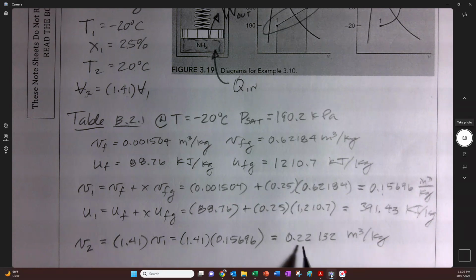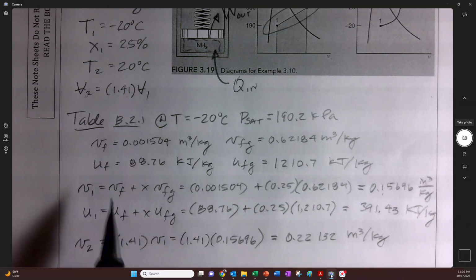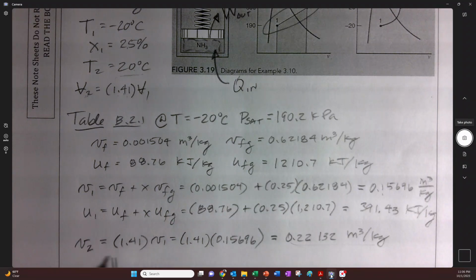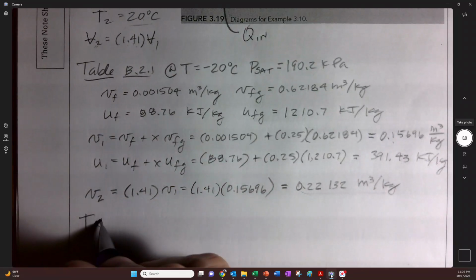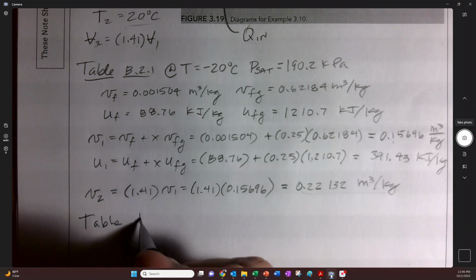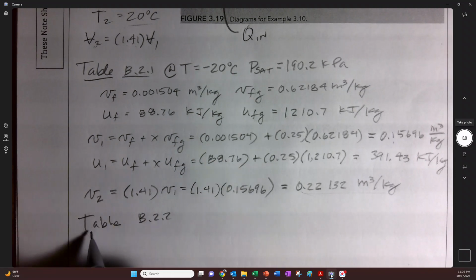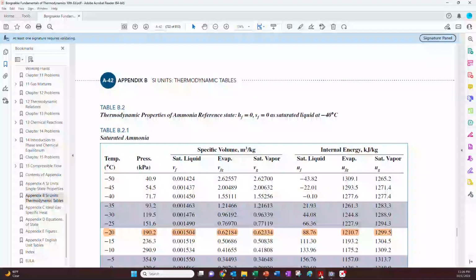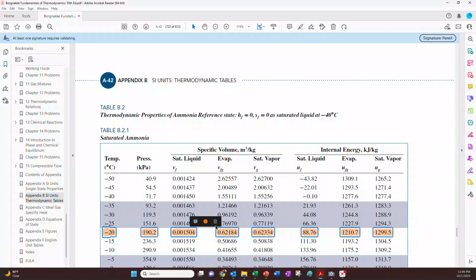Now we know two pieces of information. About the second state, we know the 20 degrees Celsius and we know the specific volume. So we could just go ahead and look it up. So we're going to go to table B.2.2, where the superheated ammonia is. And so we're looking for 20 degrees Celsius, and we're looking for 0.22132. Let's get rid of this. I don't want to clean that up.